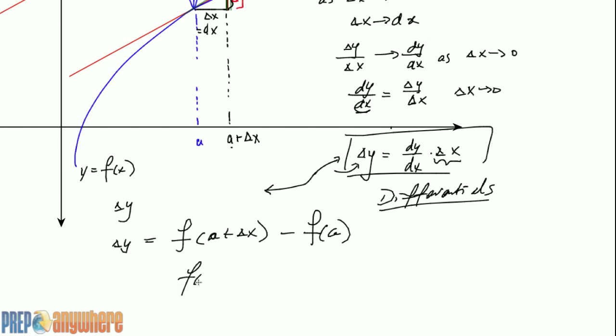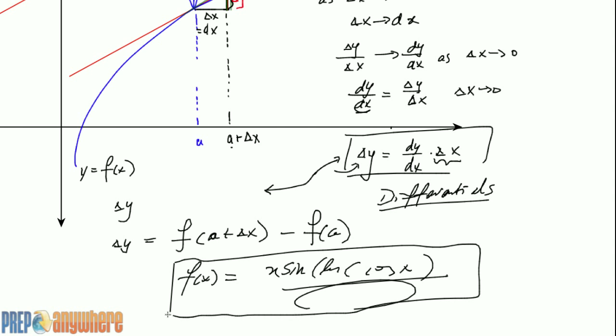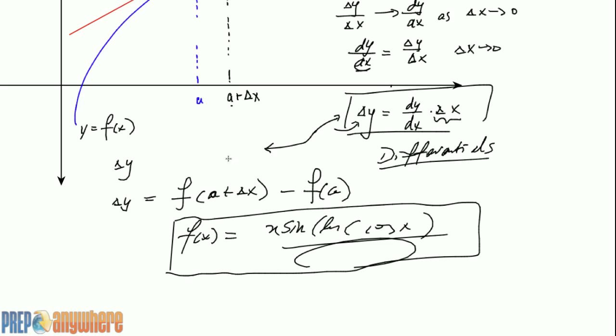Now let's assume our function is really complicated, something like sine of ln of cosine of x times another x, something really complicated. Doing this is not a simple process, especially if you don't have a calculator. Even with a calculator, there might be some errors, depending on how good your calculator is.